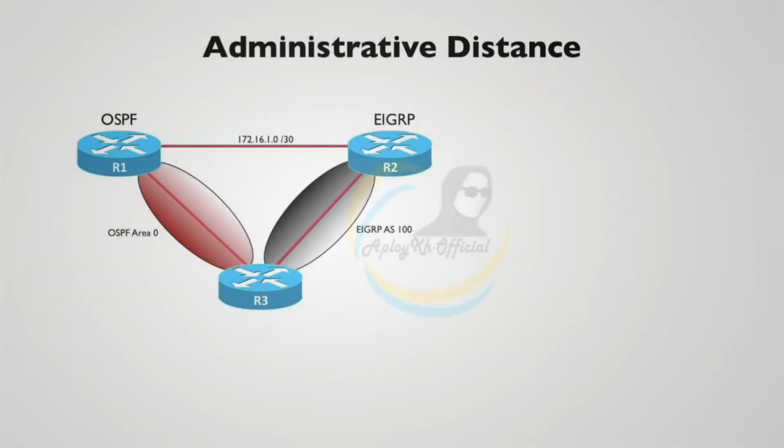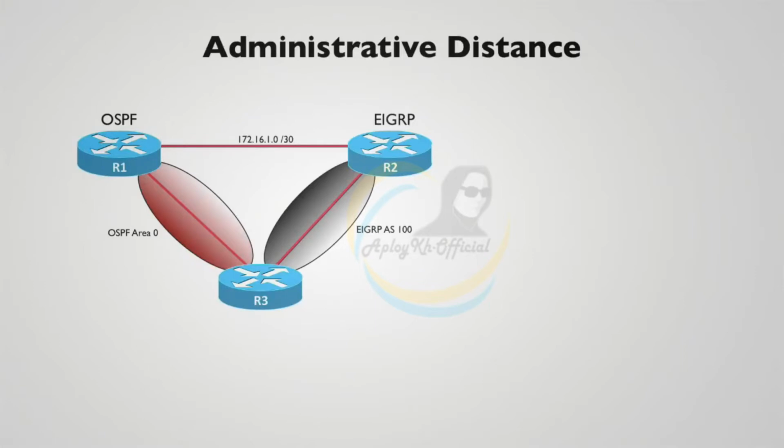The administrative distance, or the AD of a route, is the trustworthiness or the believability of a route. In this example, we have a couple of different routing sources. Router R3 is learning about the 172.16.1.0/30 network from OSPF, and it's also learning it via EIGRP, and the question is, which one does it believe? Should it go via R1? Should it go via R2?